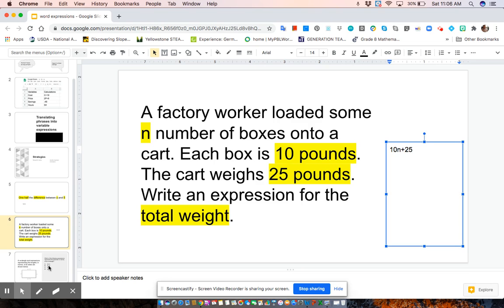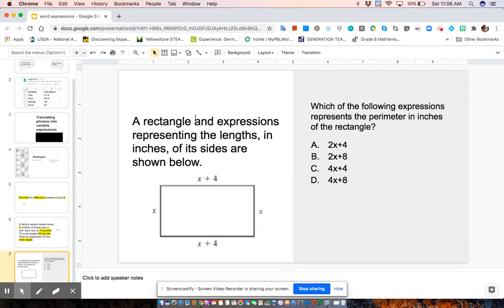All right, our last example is a multiple choice question. Here we're dealing with a rectangle and expressions represent the lengths in inches of its sides, and it's shown below here. And so especially notice, I'm going to reread for clarity, there are expressions representing the lengths. So you can see how we don't have numbers for the side, so we have these expressions. Which of the following expressions represents the perimeter in inches of the rectangle? To reread for clarity here, they're looking for perimeter.